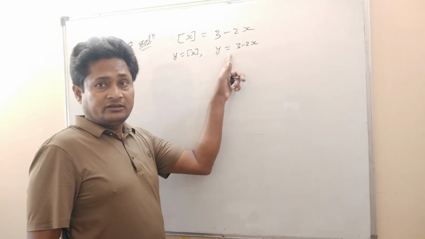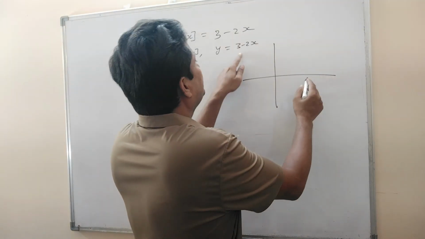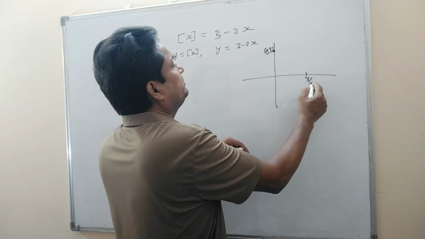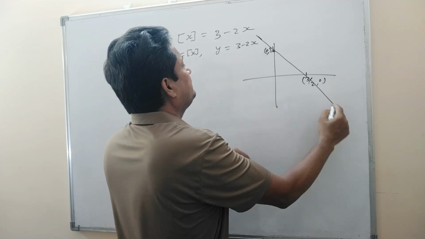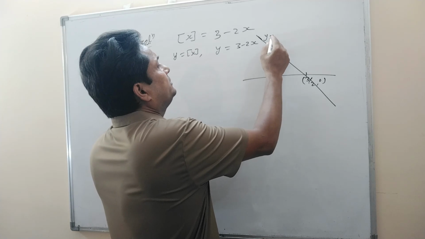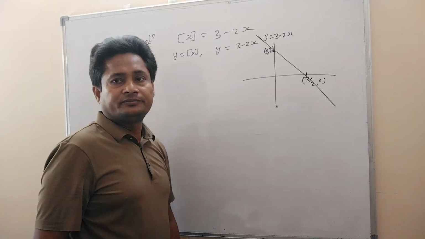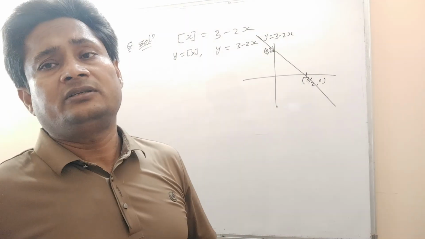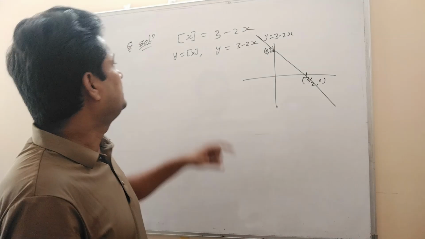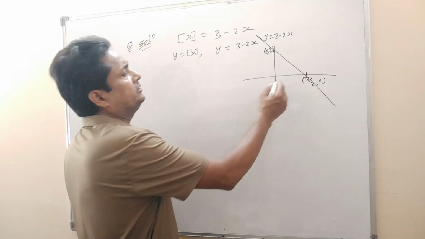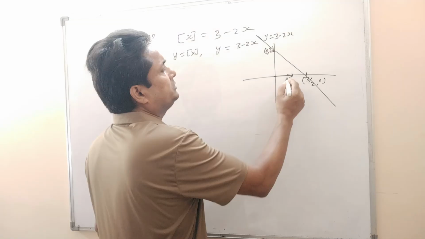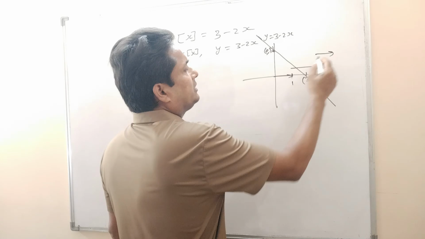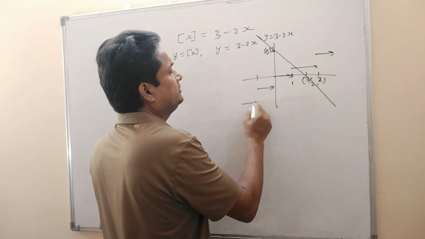This is a straight line graph. If you draw the graph of this one, the intercepts will be 0, 3, and 3 by 2, 0. That means the graph of y is equal to 3 minus 2x will be like this. The straight line graph, how to draw, I have already discussed. Now the graph of the greatest integer function will be like this one. In 0 to 1 it is 0, then in between 1 to 2 it will be 1. This type of graph.